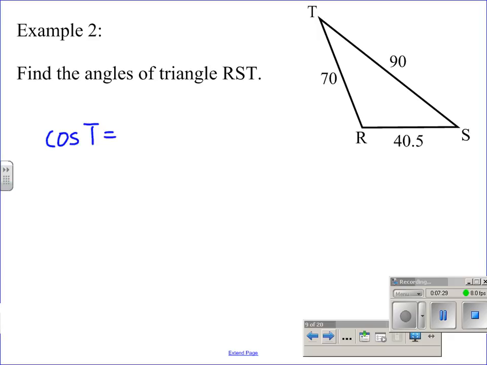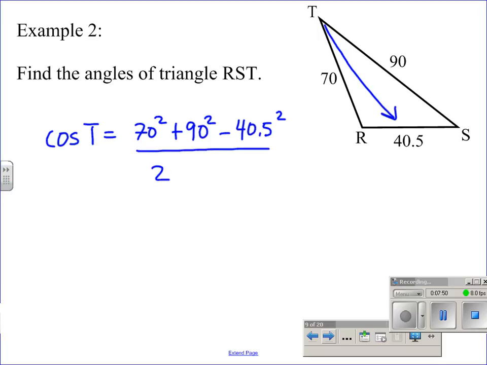So I would say that cosine of T is going to be equal to 70 squared plus 90 squared minus 40.5 squared. Notice that the one that is subtracted is opposite the angle measure that we're trying to find. All of that is divided by 2 times A, which in this case is 70, and then times 90. Okay, and then we use our calculator to simplify that, and we find that the cosine of T is approximately 0.9016, and I'm taking this to the 4th decimal place here.